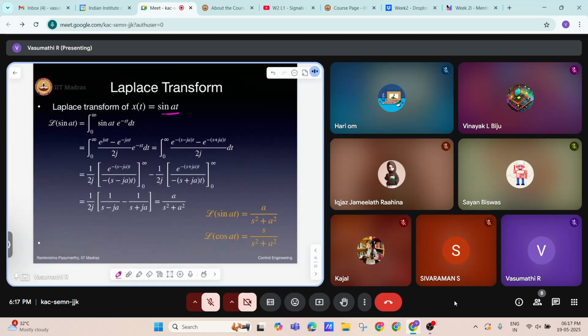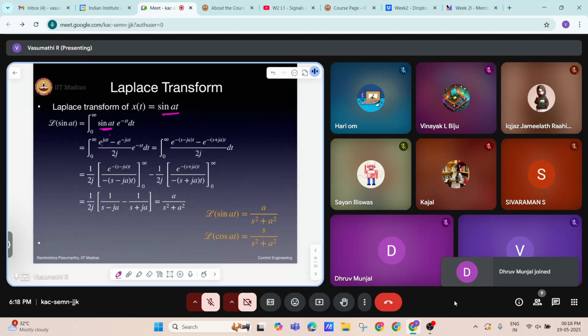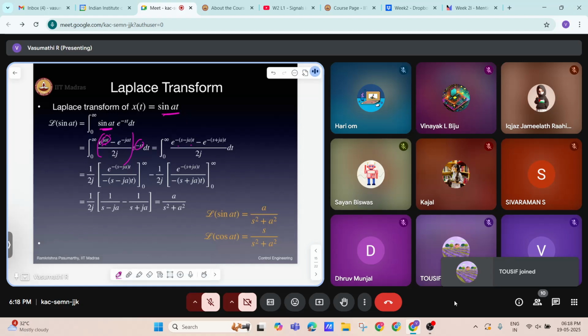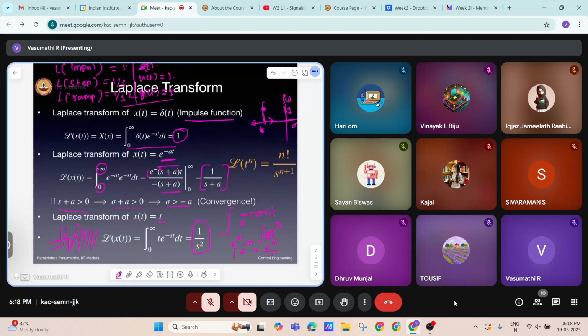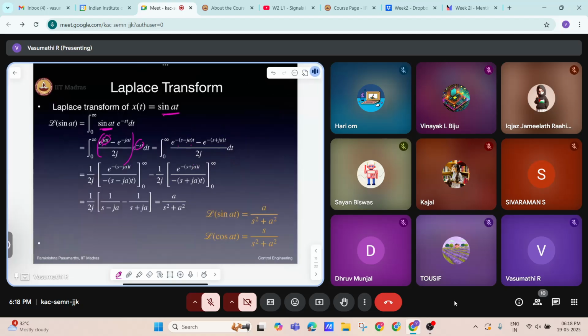This is one example where you find the Laplace transform of sine at. This could be taken as homework, where sine at is represented in terms of exponential signals: e power jat minus e power minus jat, divided by 2j. Once you calculate this, multiply it, take the common powers, and make it two separate integrals. As you did in the previous case for e power minus at, you will do it twice. That is the difference between these two, and you will get an answer like this.